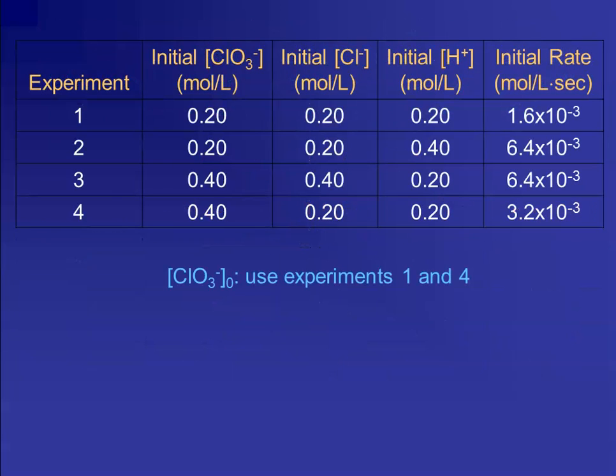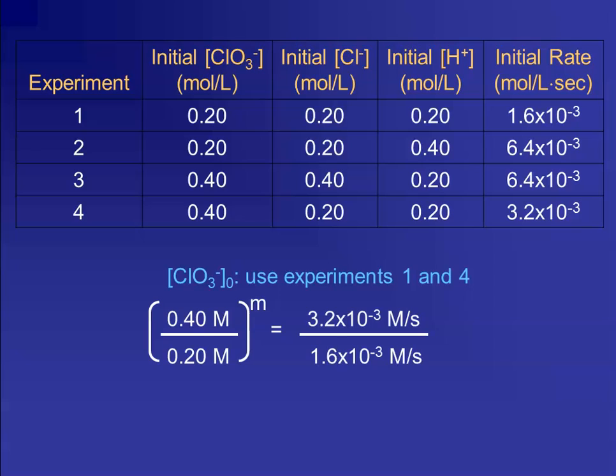So in this first one, when I compare experiment 4 and 1 to one another, I'm going to put 4 over 1. I see that the concentration of ClO3 minus is 0.4 in experiment 4, but 0.2 in experiment 1. Cl minus and H plus and the constant K cancel out because they're all the same. And I set those equal to my rates, the 3.2 times 10 to the negative third and the 1.6 times 10 to the negative third. When I solve my math through, I get that my order with respect to ClO3 minus is 1.